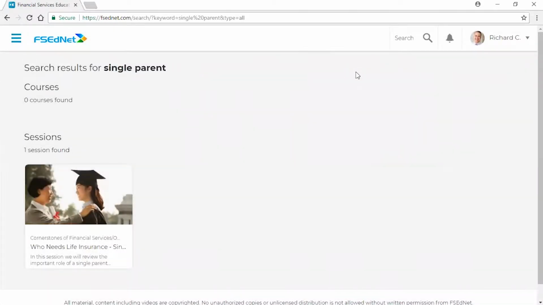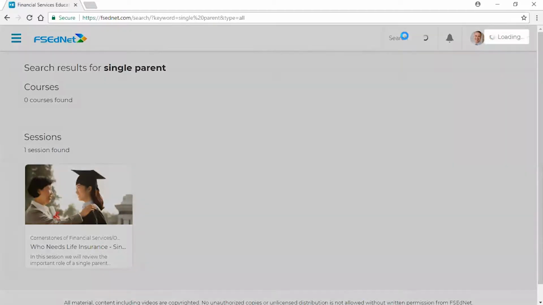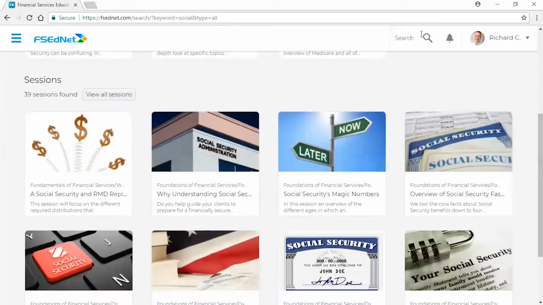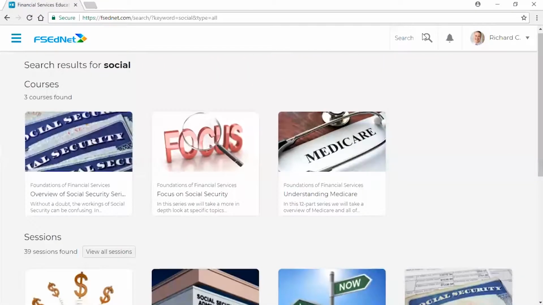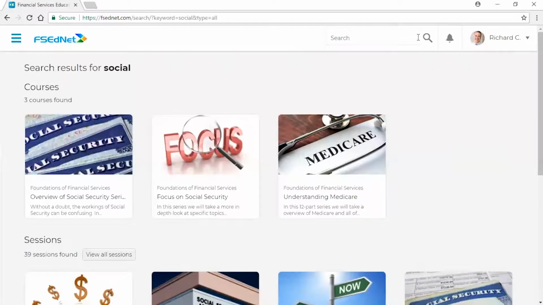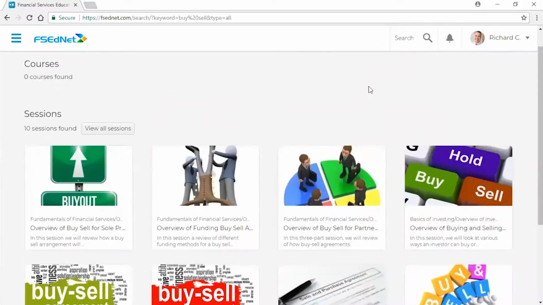You will find a session on why single parents need to own life insurance. If you type the word social, a number of sessions on understanding Social Security will be displayed. If you have an appointment to meet with two small business partners, you can type in the words buy-sell, and up will come a few sessions.